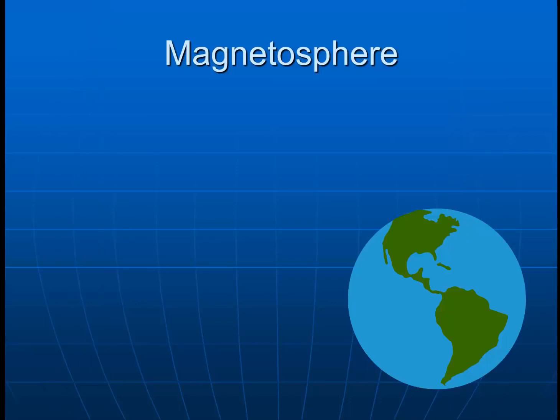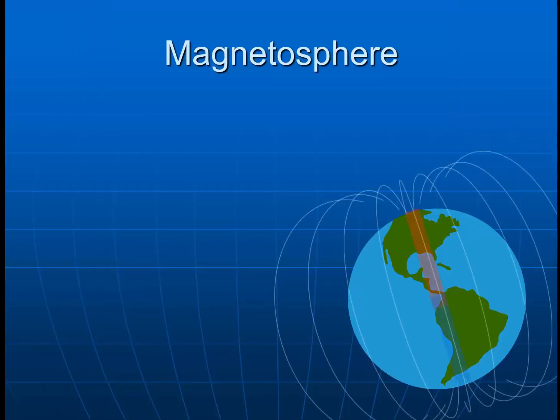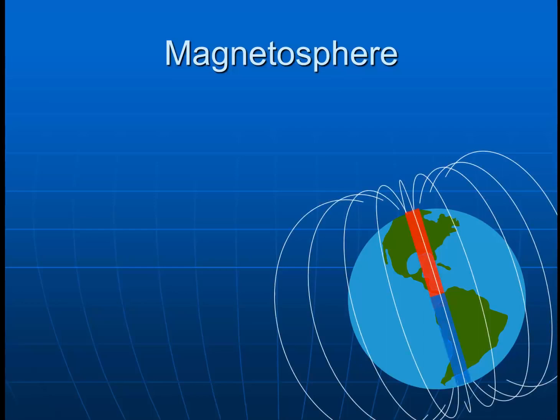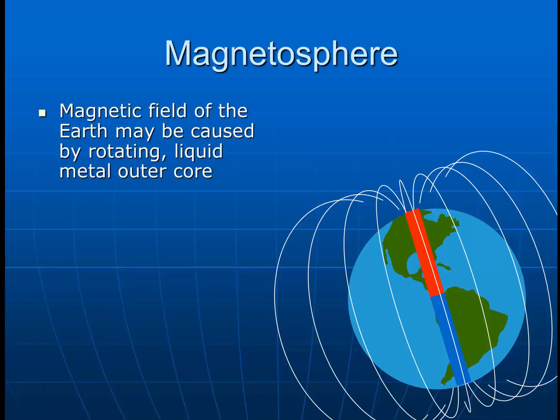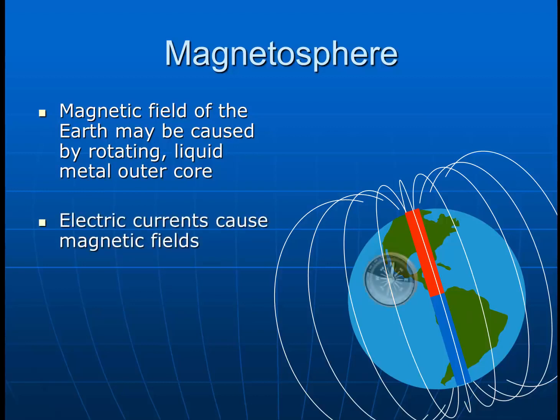Finally, the magnetosphere. The Earth has a powerful magnet. The magnetic field is not completely understood on planet Earth, but we do know it exists. It may be caused by the rotating liquid metal in the outer core of the Earth. We also happen to know that electric currents are important for the cause of magnetic field. So some combination of the rotating and convecting liquid in our core and electrical currents flowing through that liquid are likely the cause of the Earth's magnetic field.